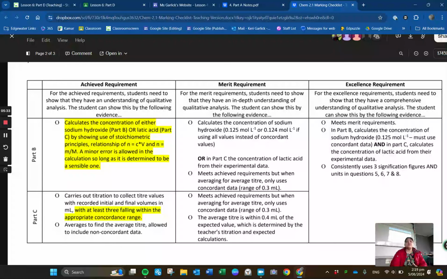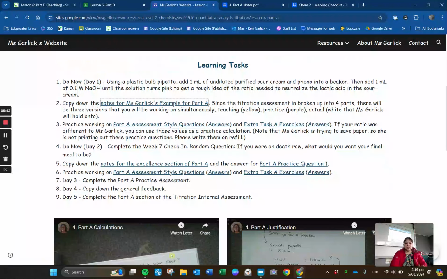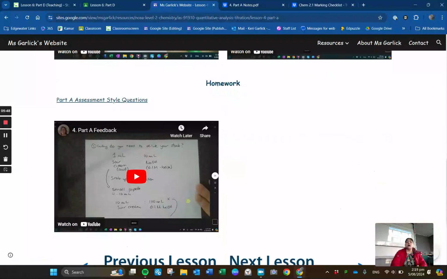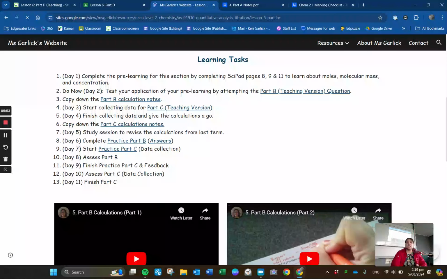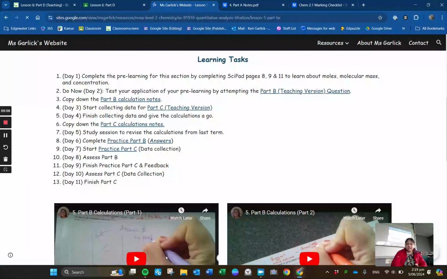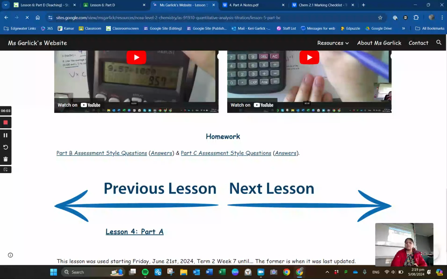No? Just be mindful, Part B and Part C have very similar calculations. They're just in a slightly different order. For those that are studying Part A, I do have assessment style questions for you to practice, and the answers are online. For those studying Part B and C, again, I have assessment style questions for C and B right here, and then there's also answers as well. If the answers are not there, they might be down here with the homework answers. So you have more than enough places to practice and check.